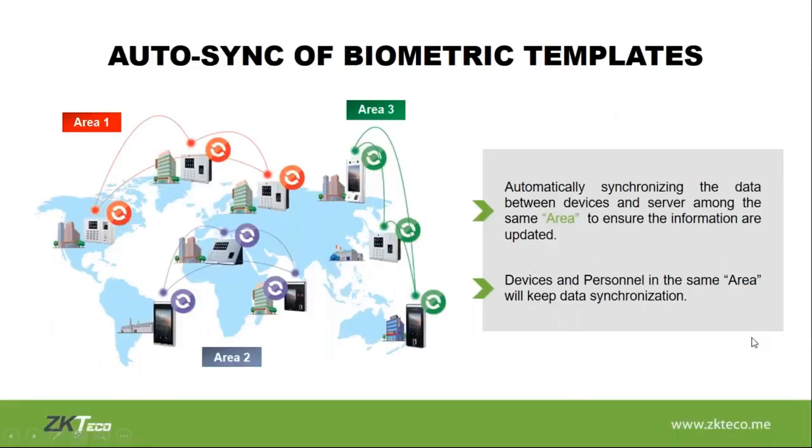And this is regarding the synchronization of the biometric template. So you can see here there are 3 areas, area 1, area 2, and area 3. And the devices are distributed to different areas. So based on your requirement, you can do the settings. If there are 2 devices in area 1, or 3 devices, whatever, it will automatically synchronize the data with each other. So it will be a single database, and all the data will be replicated in the other 2 devices in a single area.